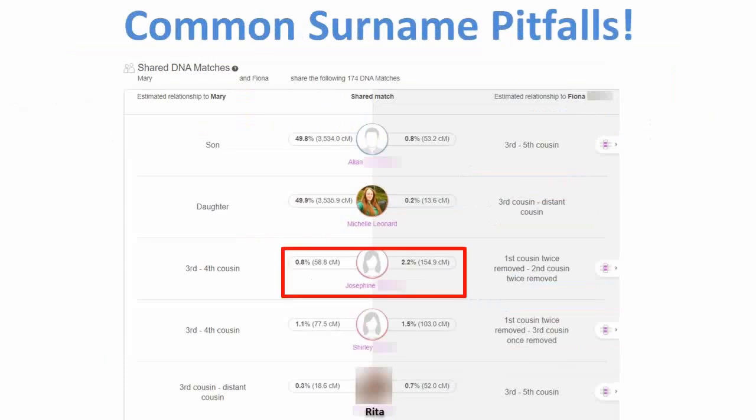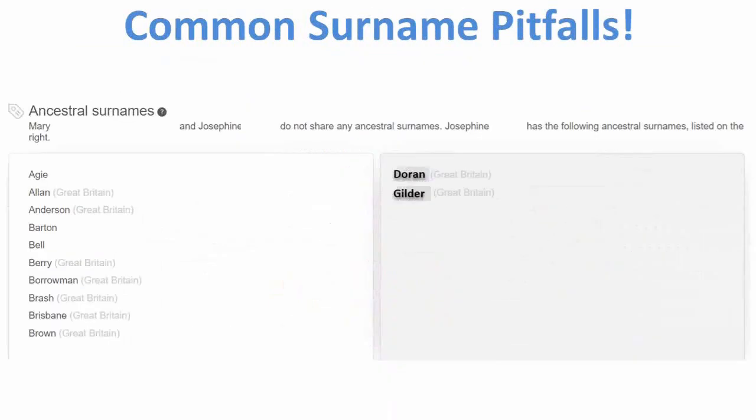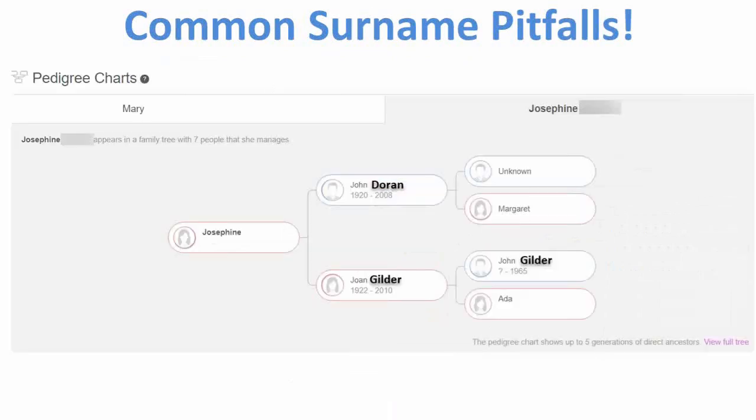Scroll down. Oh, there's one, Josephine, sharing over 150 centimorgans with Fiona, 58 centimorgans with my mum. That's a decent match. I want to know who are the common ancestors between Fiona and Josephine. So let's look at Josephine properly. And guess what? In her surnames list, she's got Doran, not Hamilton at all. So they're a red herring. Looking at Josephine, she's descended from a John Doran. So it's the same old thing.